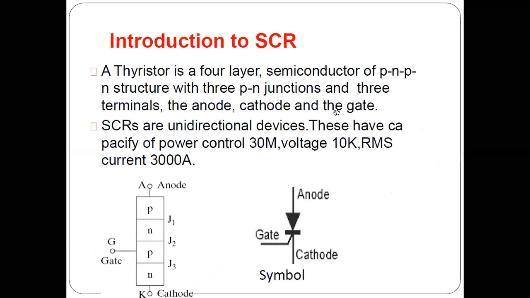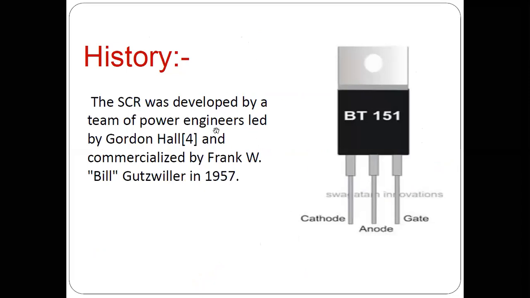Then how about the history of the SCR? If you look at this particular IC diagram, this is the physical appearance of SCR, which has three terminals. The identification of the three terminals can be done in this fashion: towards the left part of the IC, this is the left part, that is cathode. The middle pin is your anode, and towards the right side always it is the gate terminal.